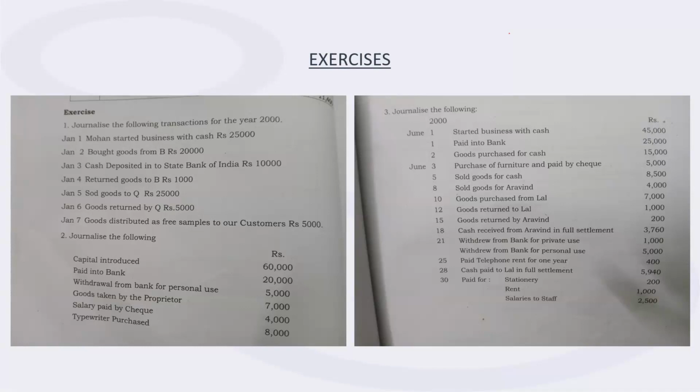Any doubts as of now? I know there is still some confusion in ledger posting, but don't worry, we have just started. We will go for two or three, or even 4 sessions maximum, to be very clear about ledger posting before moving to the trial balance. Any doubts in journal postings?